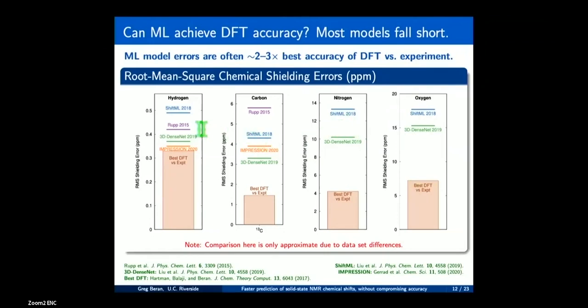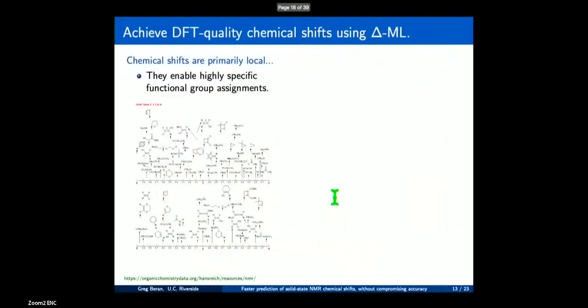And so I have 4 different ones. Here's ShiftML. Here was some early work from Rupp, 3D DenseNet from Teresa Head-Gordon, this impression model, and so on. And in these brown bars, I have basically the best results we obtained from, say, our hybrid density functional fragment approaches that I was just talking about a few slides ago. So for hydrogen, the gap isn't huge. But when you start looking at some of these other nuclei, you can see there's a pretty significant gap between the ML models and the quote unquote best you can do with DFT today. It's something like the ML model errors are 2 to 3 times larger than the errors you get from a good quality DFT calculation. So can we do anything to address that?